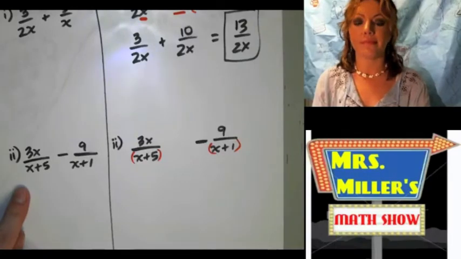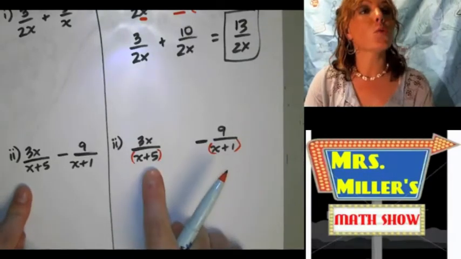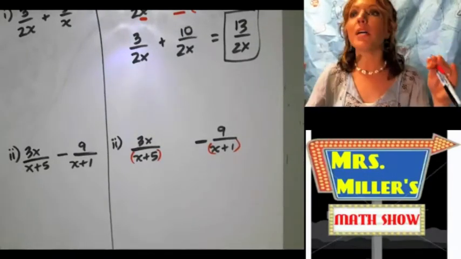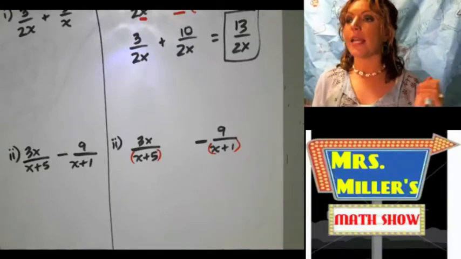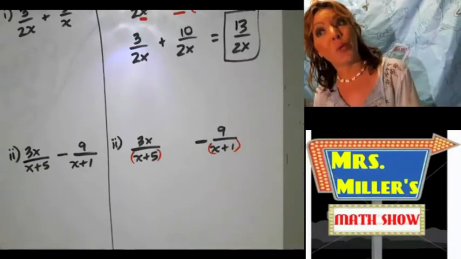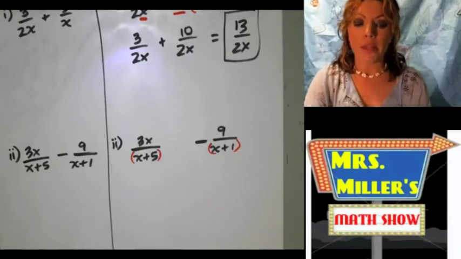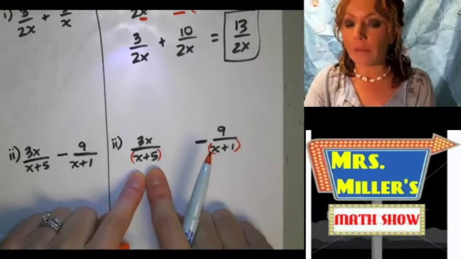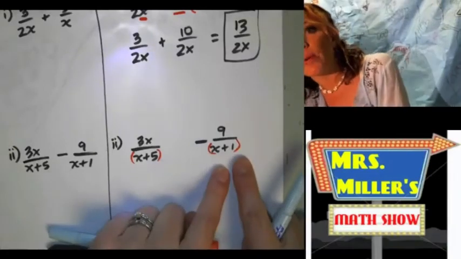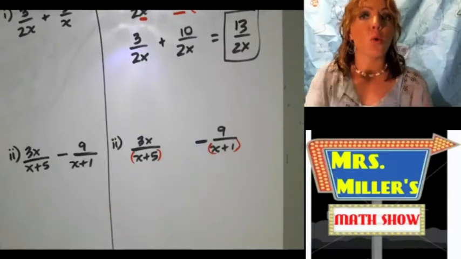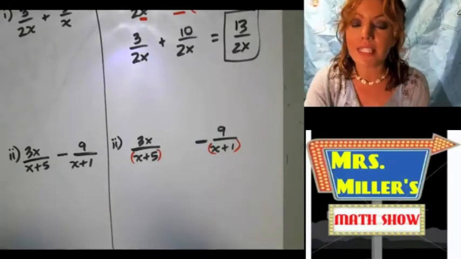Okay. Now, this one, again, units. X plus 5 is its own unit, and x plus 1 is a completely different unit. So, again, we want to have a common denominator. This one has a denominator of x plus 5. This one has a denominator of x plus 1. We need both in order to add them together. So what is the x plus 5 missing?